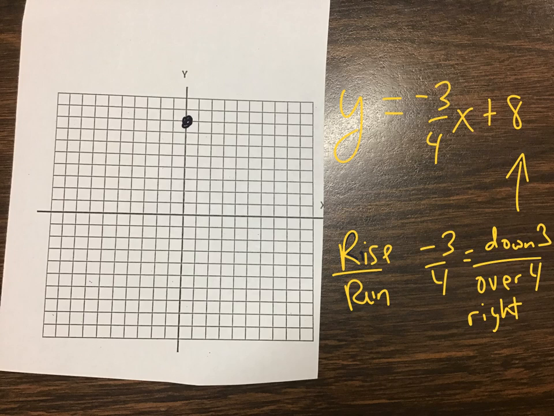Okay, so now from here, I'm going to go down 3. So 1, 2, 3, over 1, 2, 3, 4. And there it is. And there we go. And that's our line. That's the easy way to graph.